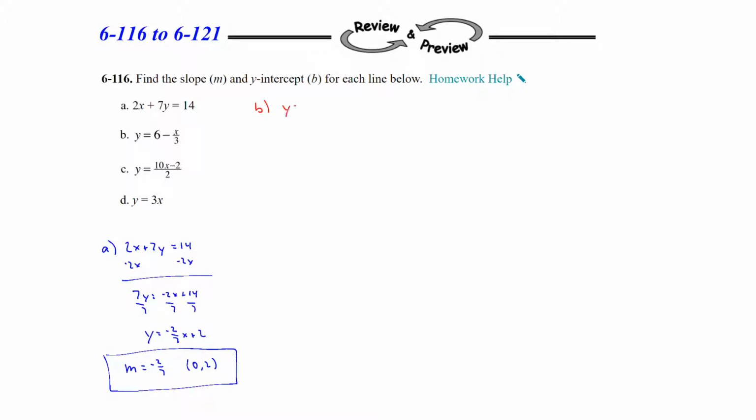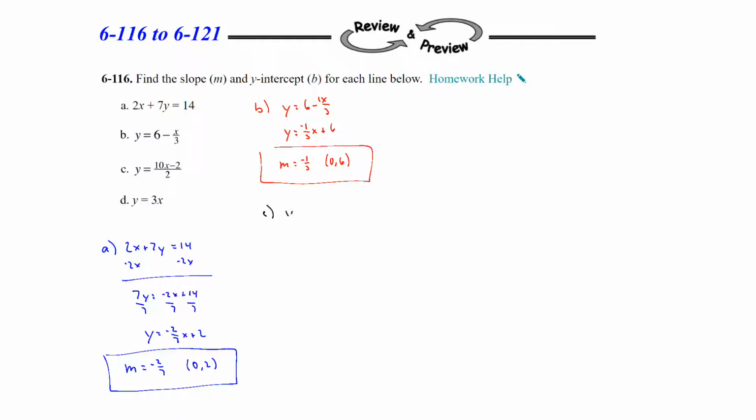B, we have y equals 6 minus x over 3. This is close to being put in slope-intercept form, or we could even consider it. But I'm going to rewrite it so the mx is first. There's a 1 in front of the x, so this is 1/3, actually negative 1/3 x. And then that's a positive 6, so that's just 6. That just helps actually see the slope as negative 1/3, and then the y-intercept is at (0, 6).